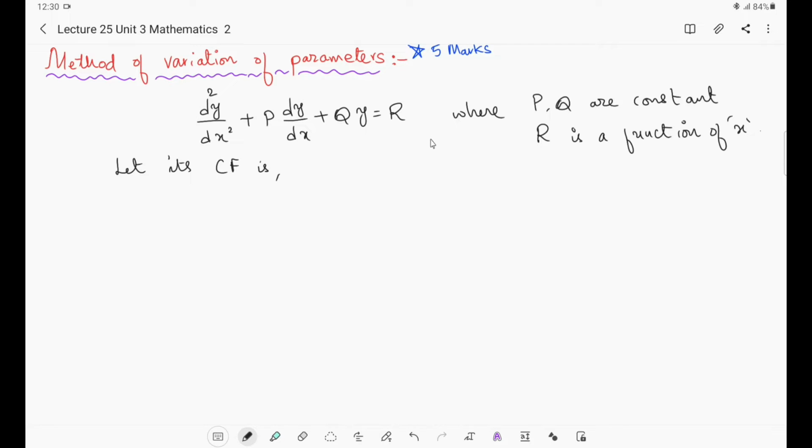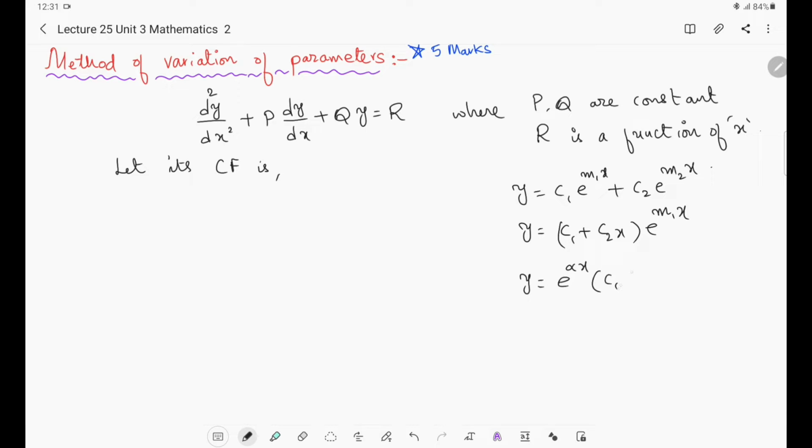After writing the operator form, we know how to write the auxiliary equation and find the complementary function. Generally the complementary function will be of this form: c1 into e power m1x plus c2 into e power m2x, if the two roots are distinct. If the roots are repeated, then c1 plus c2x into e power m1x. If the roots are complex, then e power alpha x into c1 cos beta x plus c2 sin beta x. These are the forms of the complementary function yc that we discussed earlier.